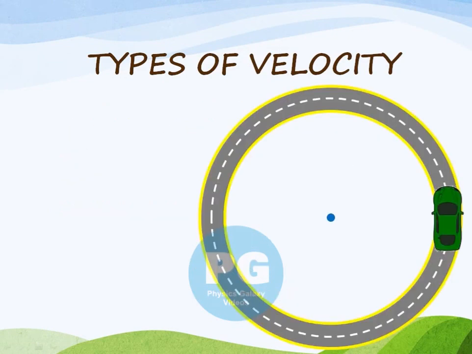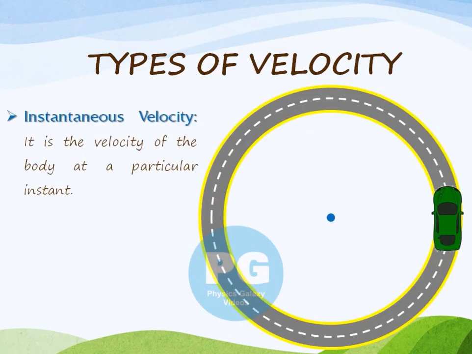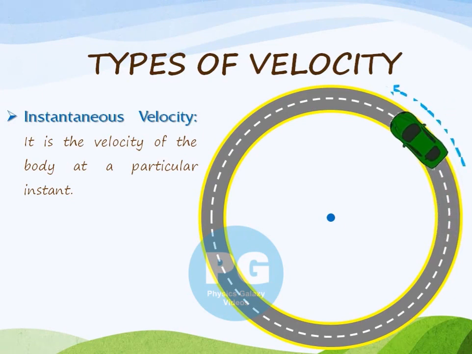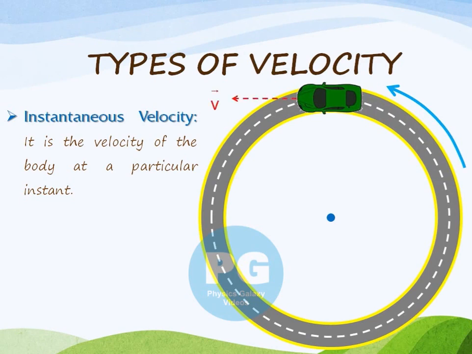The next type of velocity we are going to see here is instantaneous velocity. It is the velocity of a body at a particular instant of time. Let's understand it with this example. The car is moving along a curved path. The direction of velocity at this instant is shown by this arrow, denoted by vector v. It starts its motion anti-clockwise, and now the direction of instantaneous velocity at this instant is towards west.